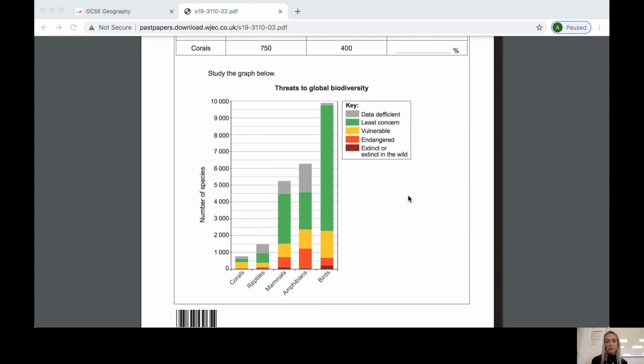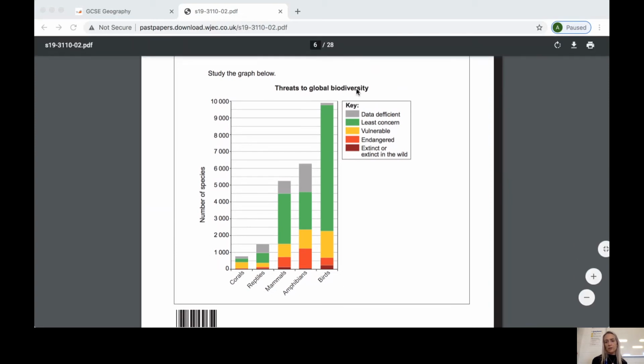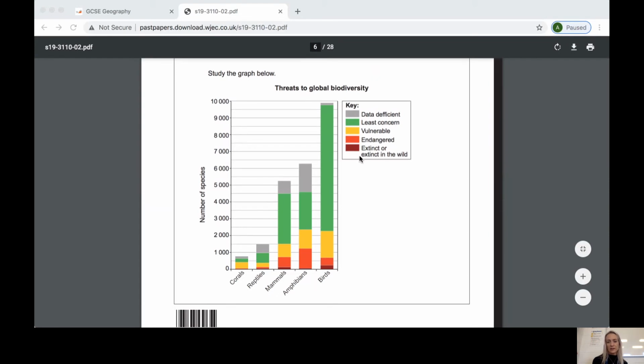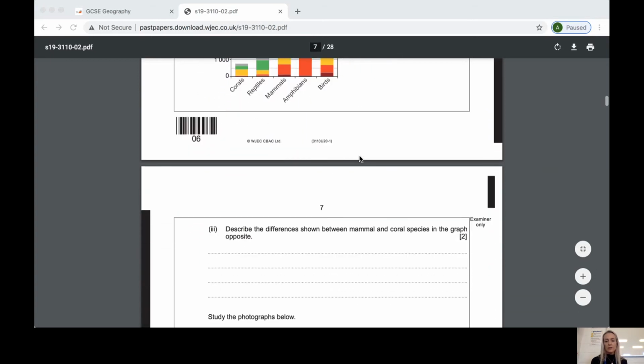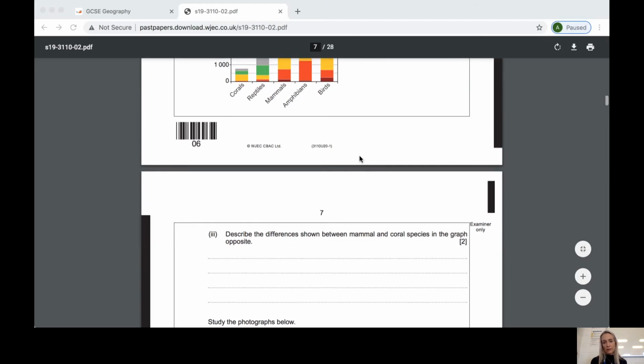Okay. Study the graph below, threats to global biodiversity. So you've got a stacked bar graph. This is called a stacked bar graph. On the x-axis, you've got species of coral, reptile, mammals, amphibians, birds. On the y-axis, you've got the number of species and how many species. And you've got a key here for the colours to tell you how threatened they are. Are they very, very threatened, extinct? Are they endangered? Are they not really that much concern? And they ask you, describe the differences between mammal and coral species in the graph.